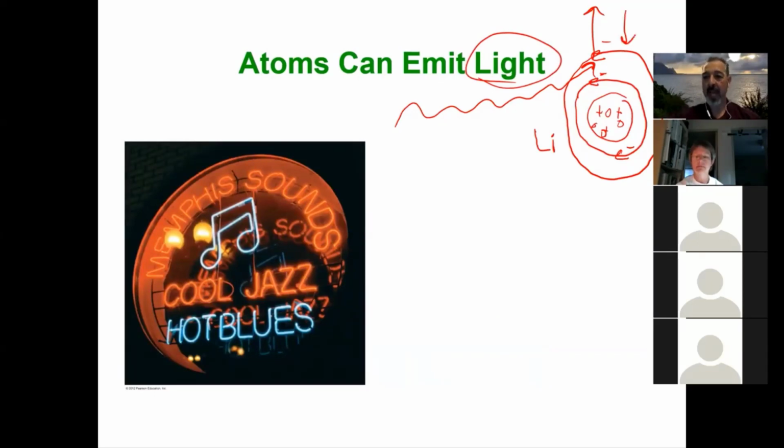Well, when it drops back down, it absorbed energy. So a neon sign absorbs energy in the form of voltage. When the electron drops back down, it's got to release the energy. So how does it release it? It emits light. As the electron is falling down, it's releasing light.